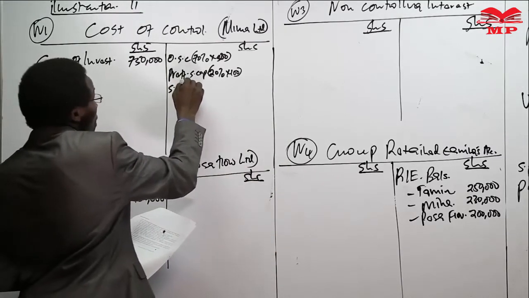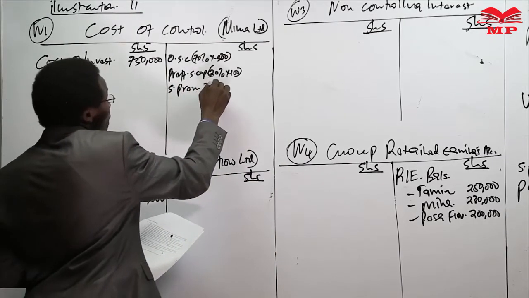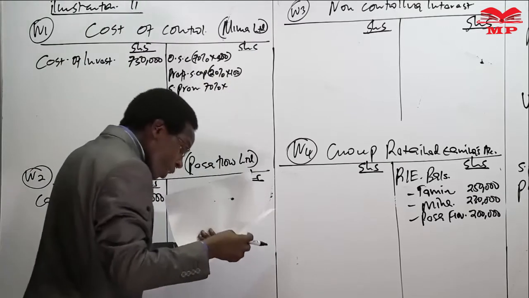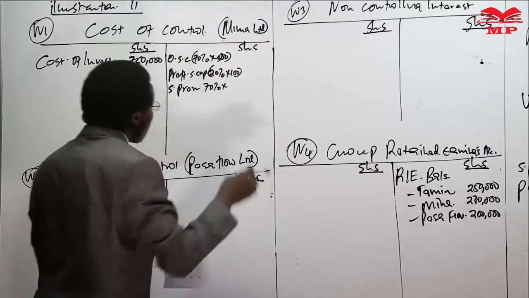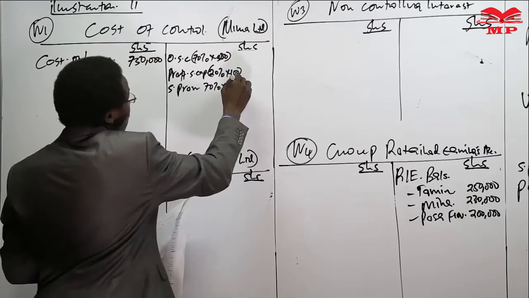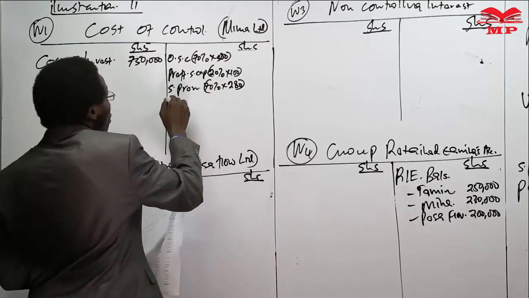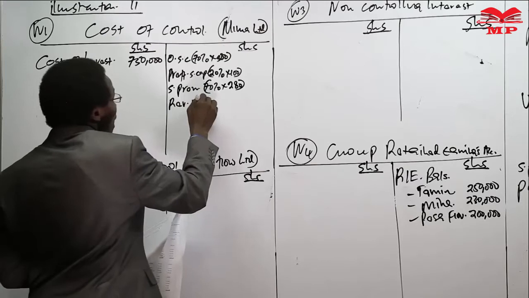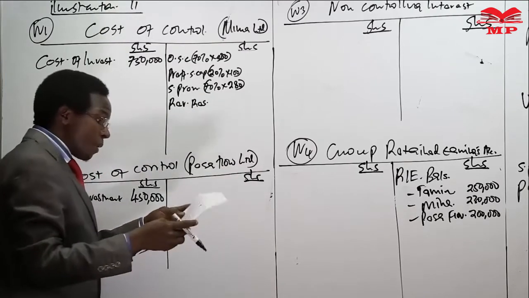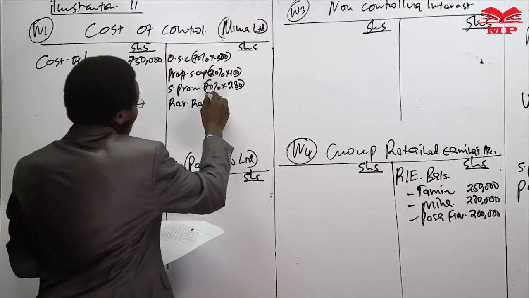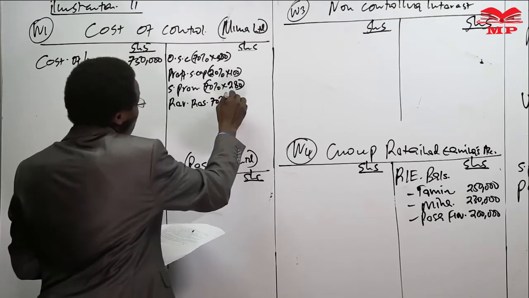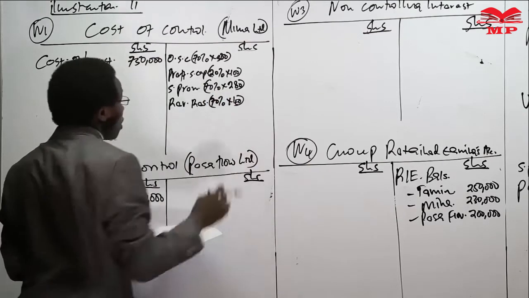So the share premium of MIMA, 70%. What is the share premium of MIMA? Share premium of MIMA is 280. We also have revaluation reserve or surplus, which was in note number 6. That is 70% of 40. So we are going to take that into account.